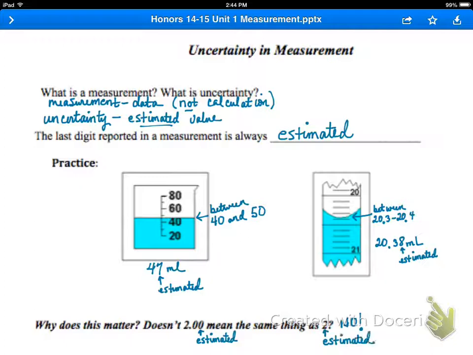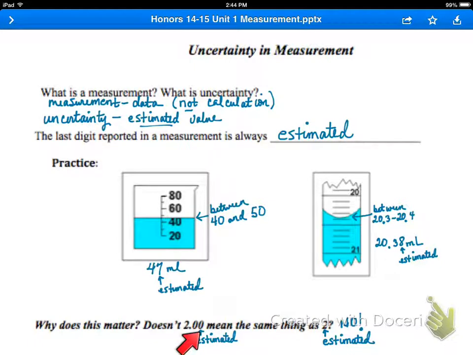Why does it matter? Isn't 2.00 the same thing as 2? And it is not. Because if we look at 2.00, this last zero that's in the hundredths place is the estimated value, which means to measure this, we use some really high quality, precise glassware. Over here, 2, no decimal, no zeros, is the only digit, so that is the estimated digit. So we know that the value 2 is somewhere between 1 and 3. That's not very precise. So the number of digits that our measurement has is really important, and it shows what we use to measure it with.